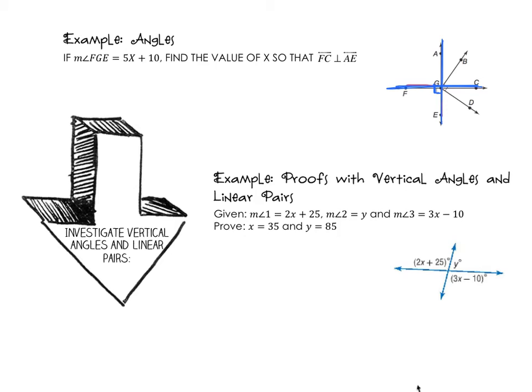So if FGE is 5x plus 10, and we want that to equal 90 degrees, so we'll subtract 10 from both sides. So 5x equals 80. We'll divide by 5. x is 16. Okay, so we're going to skip this proof for now just for the sake of time. We may come back a little bit later to it.